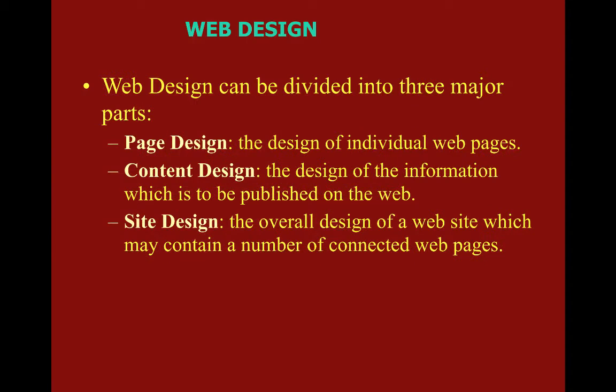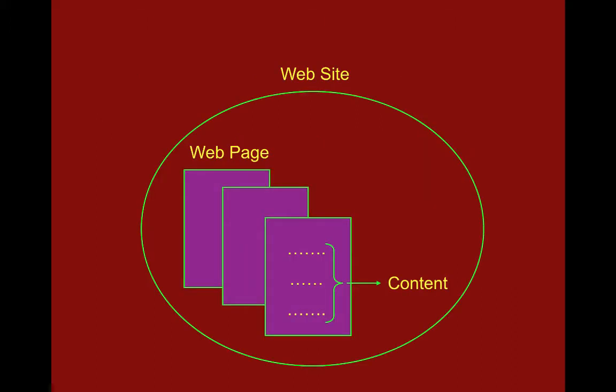There are 3 aspects of web design: designing the individual web pages, the look and feel of each page; what sort of content we want to be represented on the web pages; and thirdly, site design, that is the links between the web pages, the website structure, if you like. Website, web page, and content. So these are the 3 aspects of web design, and we'll look at each aspect in turn.